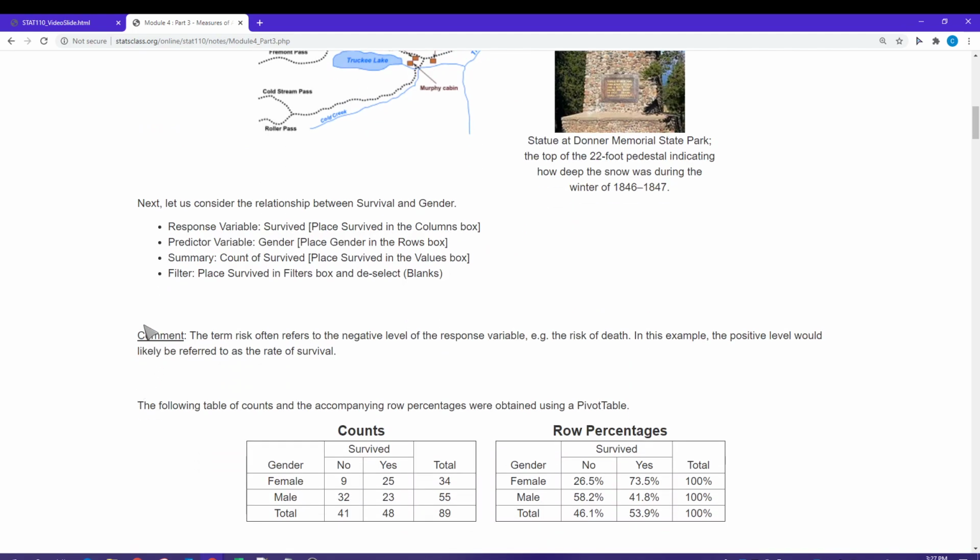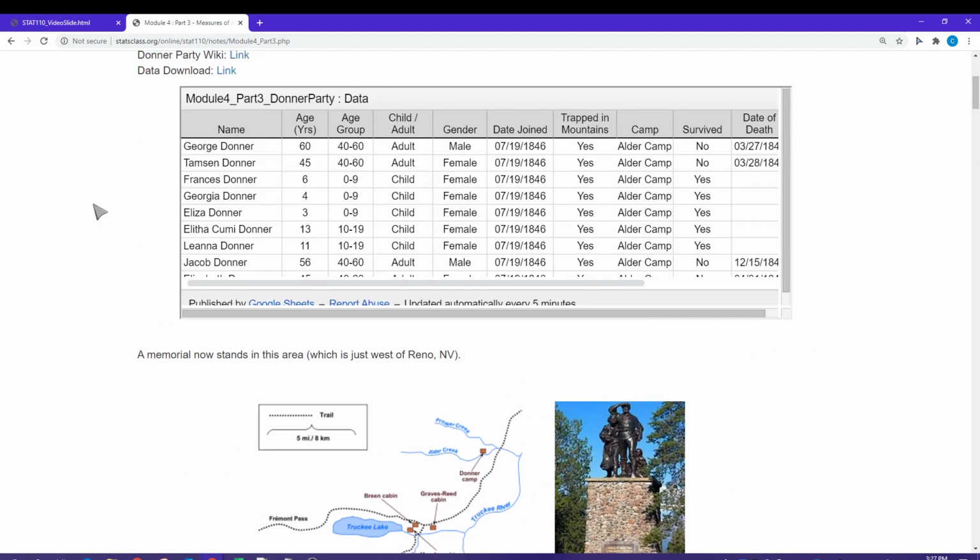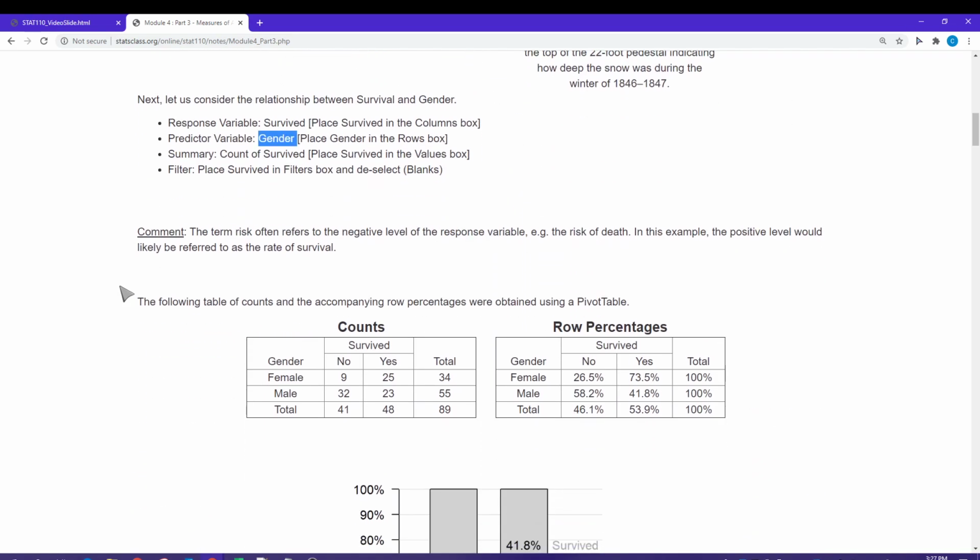I can create my pivot table in a spreadsheet, again specifying survived as my response variable and gender as my predictor variable. Because this data set contains information about each individual, my summary is going to be a count. I also can place survived in the filter box and deselect blanks so that I don't include the blank rows.